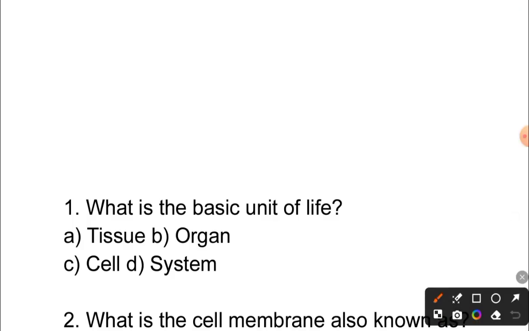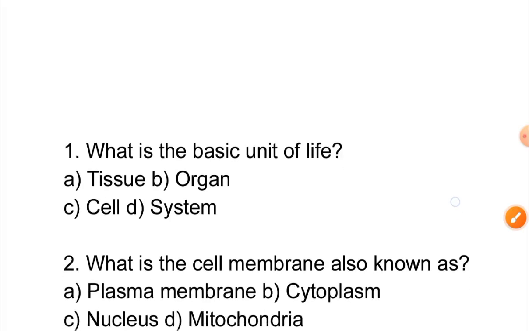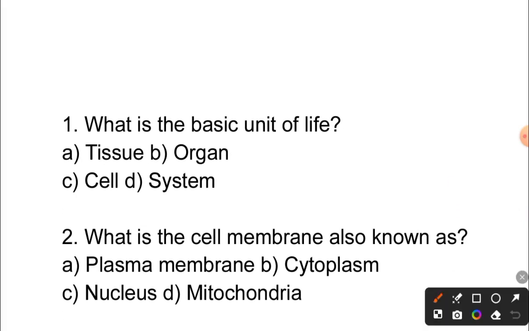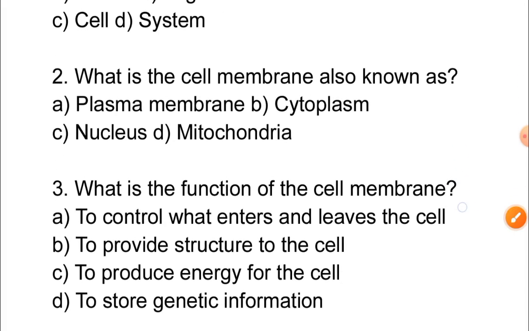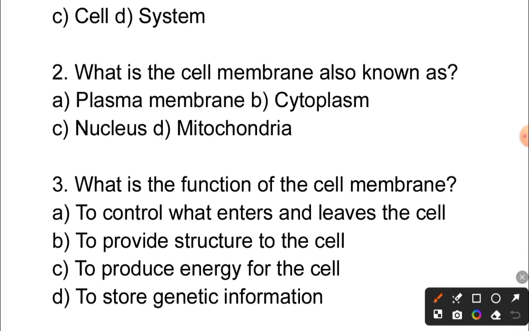So we are on the objectives. So we go writing. What's the basic unit of life? That's a cell. That's C. Then number 2. What is the cell membrane also known as? The cell membrane is also known as a plasma membrane. So that's A. Then question 3. What's the function of the cell membrane? Reading through: to control what enters and leaves the cell, to provide structure of the cell, to provide energy for the cell. So question 3, the answer is A.